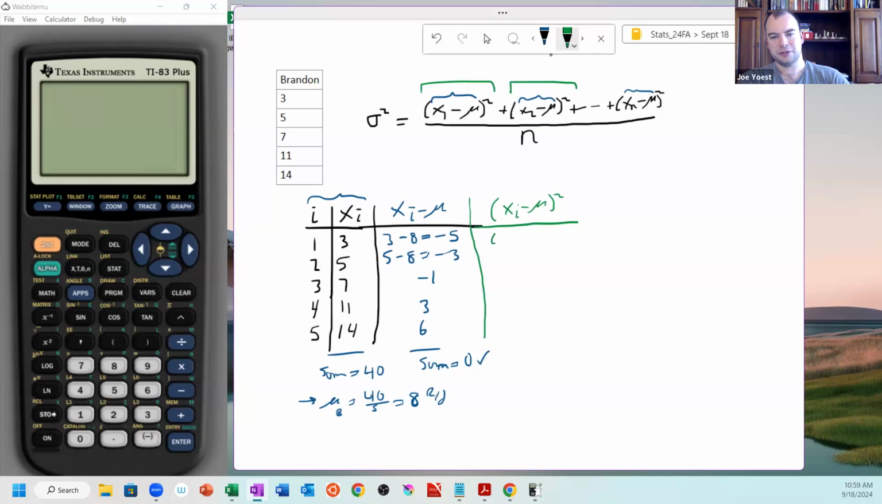So I take -5 squared, and that gives me 25. -3 squared gives me +9, -1 squared is 1, 3 squared is 9, 6 squared is 36. So it looks like I get what? So this is 10. So I have 35 plus 36 is 71, plus 9 is 80.